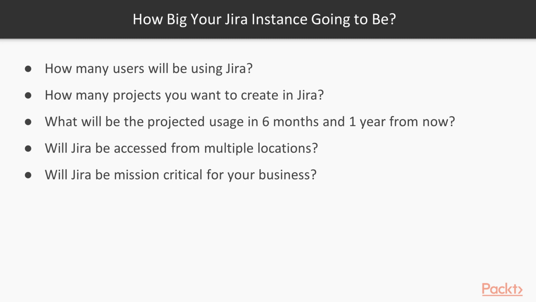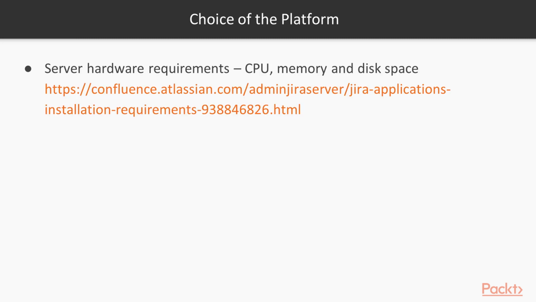Choice of platform. Based on all the questions that you just answered about how big your Jira installation is going to be, you then need to identify the server hardware requirements. Basically, you want to identify the amount of CPU, memory, and disk space that you need to have on the server. Fortunately, there is actually a recommendation from Atlassian. If you go to the link displayed on the screen right now, you will be able to take a look at some of the recommended hardware requirements from Atlassian.